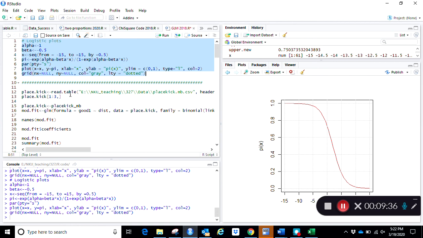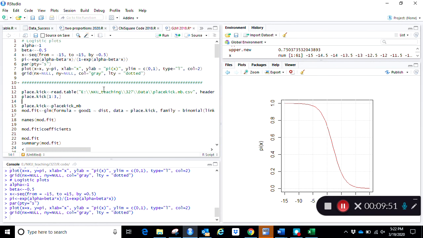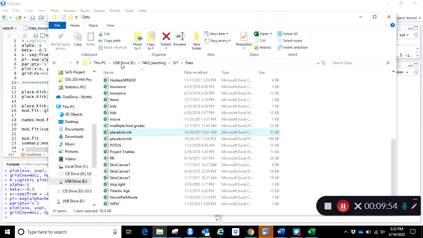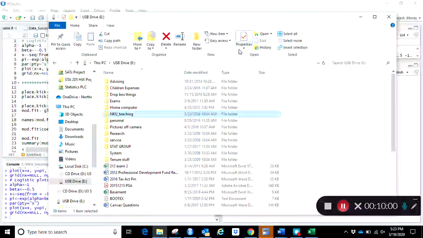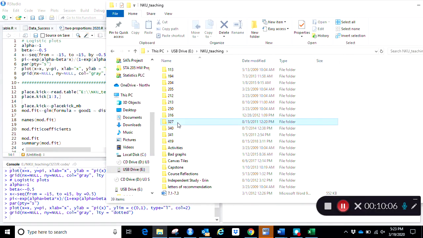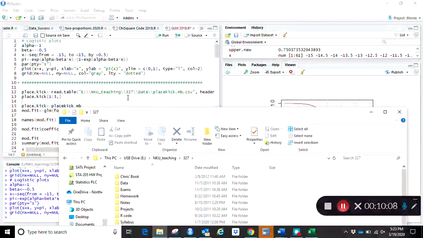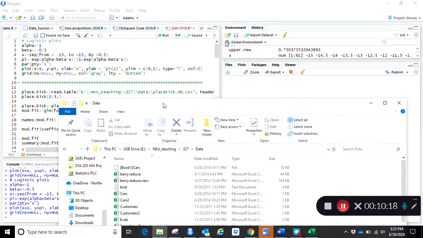So the first way you see me doing it here, and this code will look a little bit different than in your notes because my folder directory was different on this computer, was to actually read in my table. I was using this read.table. The first argument is my file directory. Let me show you what that looks like. When I go to my E drive, the first folder I'm going to click is NKU Teaching. And then this class is 327. You'll see how that corresponds to these folders that you see here. My next folder is my data folder, and that's where my data set actually is.